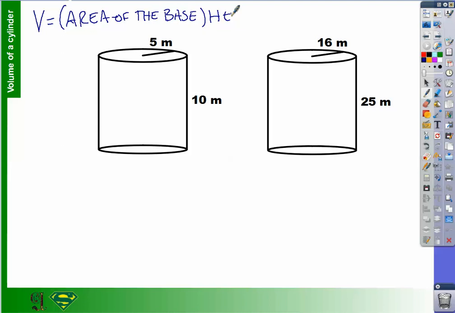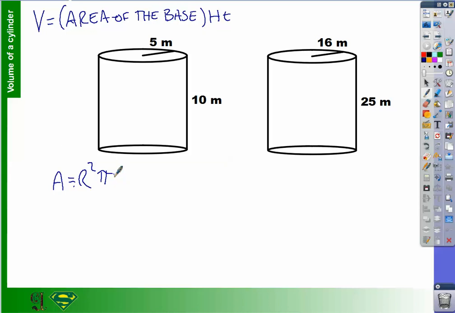Okay, so to find the area of the base, or the area of a circle, how do I find the area of a circle? Radius squared times pi. So the area of a circle, or the area of the base of a cylinder, is going to be the radius squared times pi. All right.